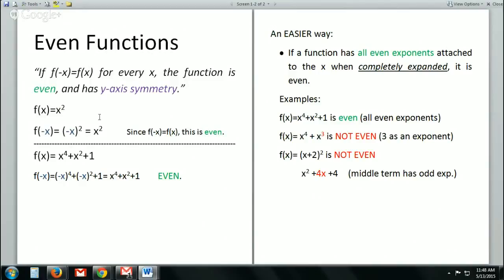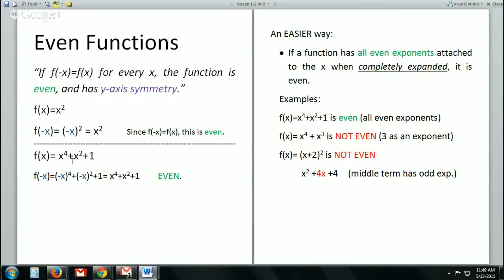Now, what that means is if we've got f of x equals x squared, let's substitute a negative x in for all of the x's and see what happens. When I take this negative x and substitute it in here, that would give me negative x being squared. Negative x times negative x is just x squared. So notice that what we ended up with is the same thing as our original function. Since f of negative x is the same as f of x, that means we've got an even function.